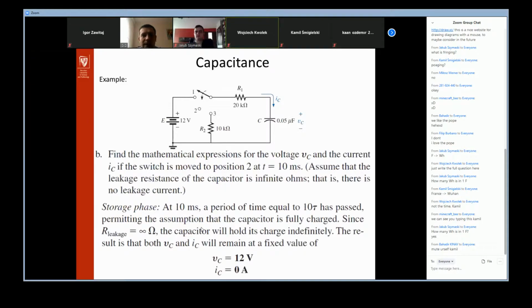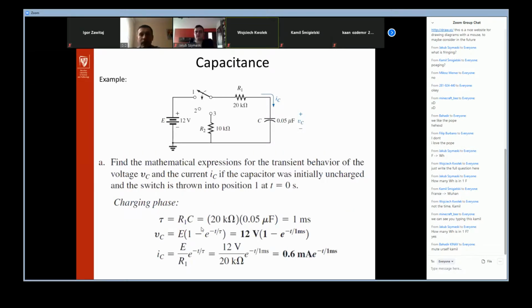Okay, yeah. So first of all, if you wanted to draw how the voltage drop on this capacitor looks during this discharging and charging process, first of all, we have to find the mathematical expression for the first phase, for time equal 0 when the switch is turned on to the first position. So if the capacitor was empty, first of all, let's calculate the tau, the time constant.